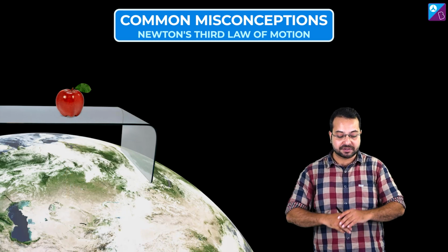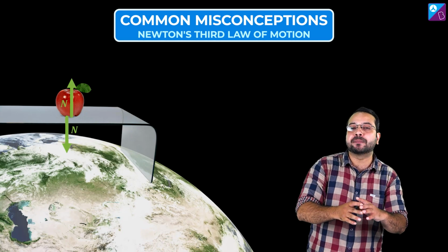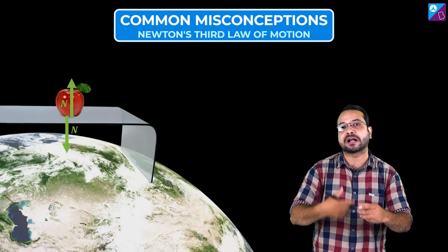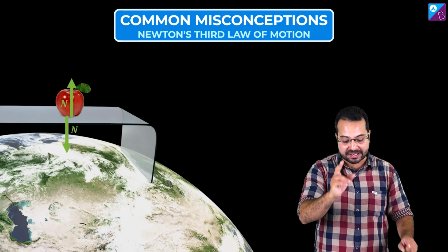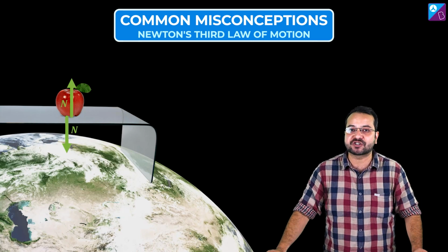Also, if we talk about the interaction between the apple and the table, then the apple is applying a normal force on the table in the downward direction, and the reaction of that force is that the table is applying a normal force on the apple in the upward direction. So these also make up the action-reaction pair.